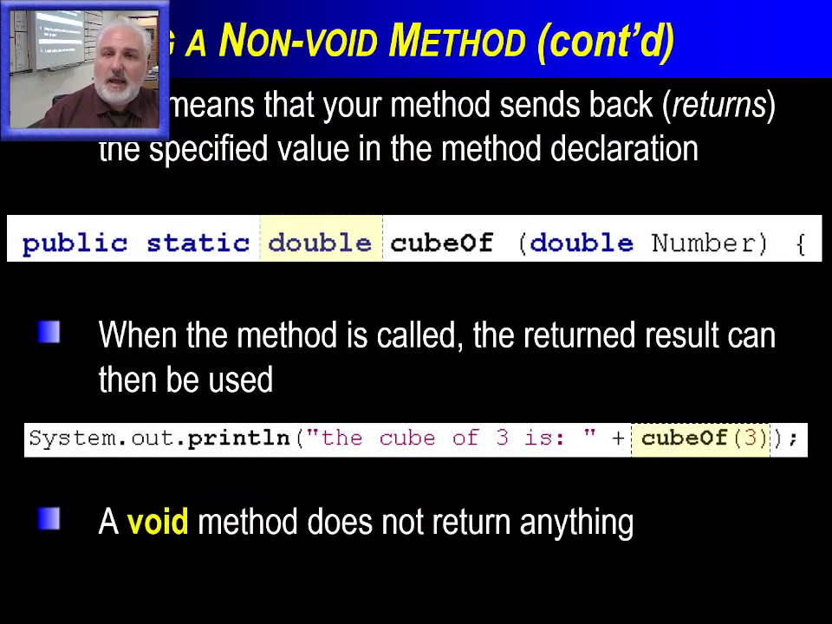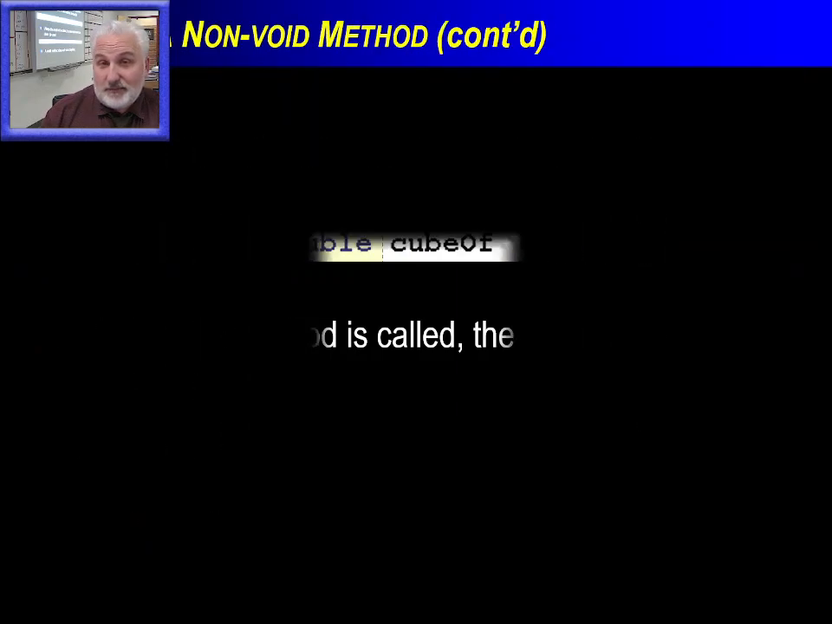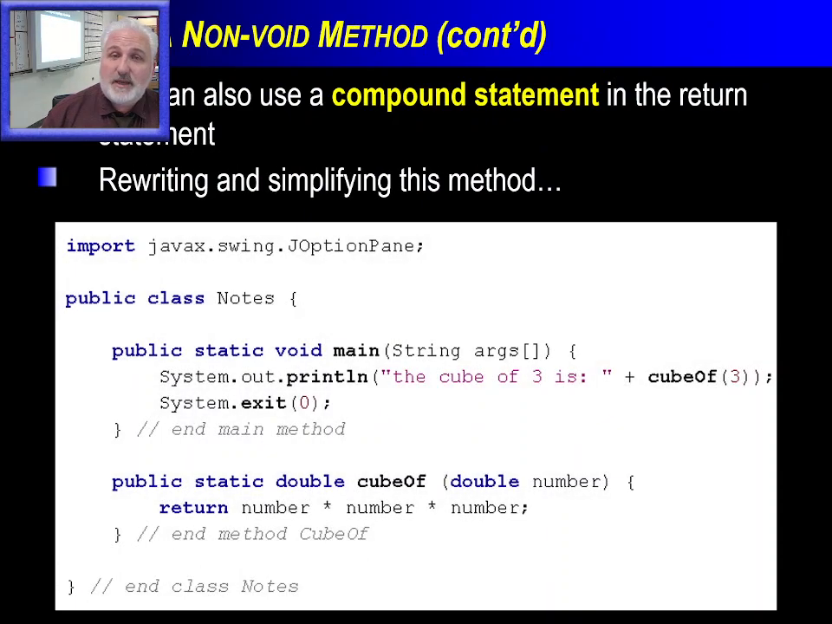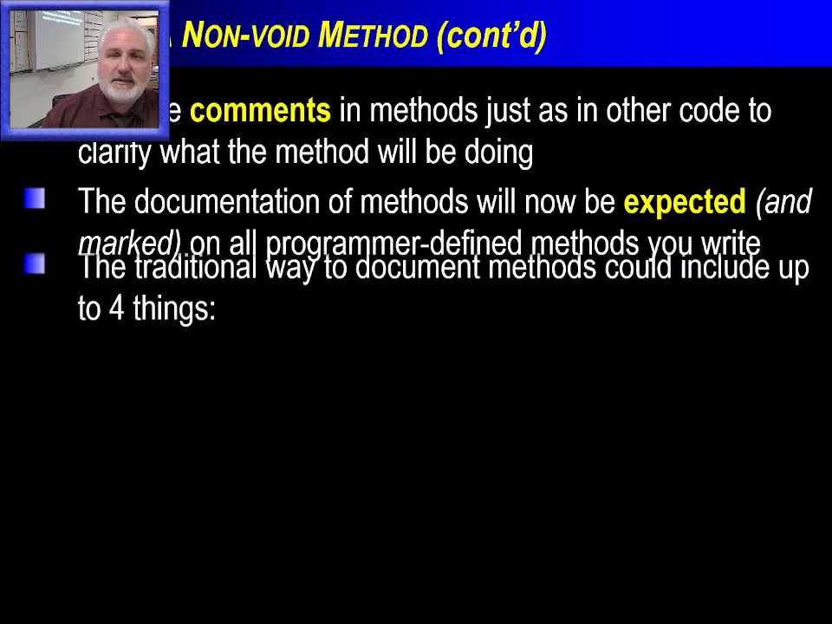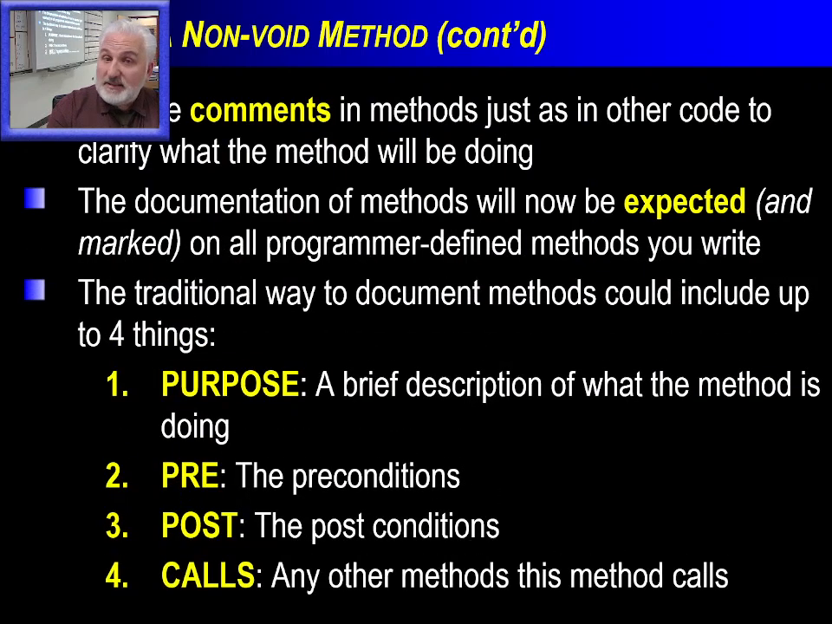That's what a non-void method essentially does, okay? A void method doesn't return anything, so that's why the word void is there. And you can get more complex with things like compound statements, which we looked at. And this leads into commenting the methods.